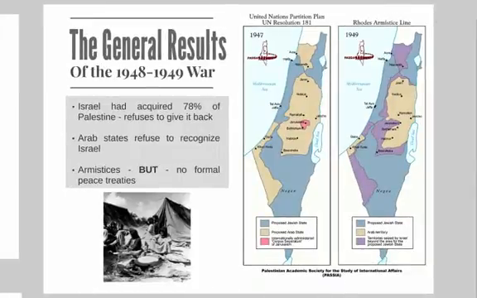So the general results of the 1948-1949 war, well, basically Israel had gained 78% of Palestine instead of the 56% allocated to it by the UNSCOP plan. So you can see in that map, all of that purple area is territory that was seized by Israel, which was not part of the plan. And they don't want to give it back. As well, the Arab states surrounding Israel refused to recognize Israel as a country. And there are a number of armistices signed. Israel signs armistices with all the different countries surrounding it, but there are no formal peace treaties. So technically, they're still in a state of war.